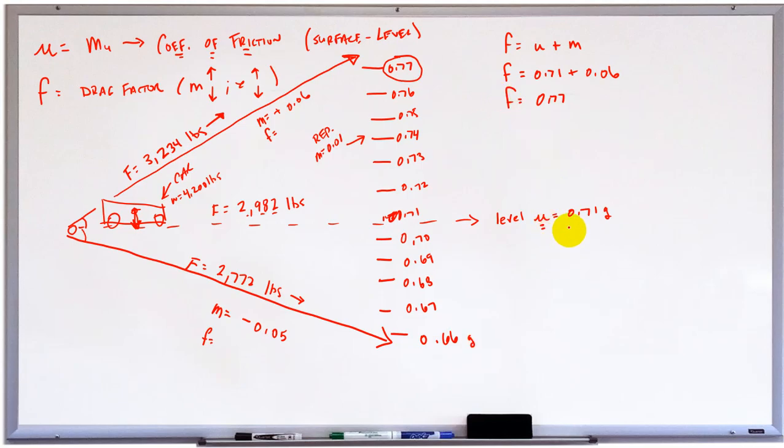And again, if I wanted to, I could still work this out mathematically. I could say that F is equal to mu plus grade.